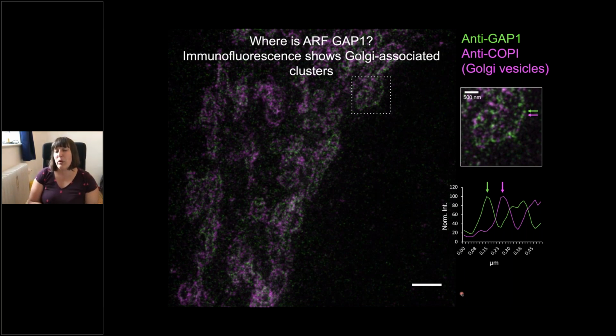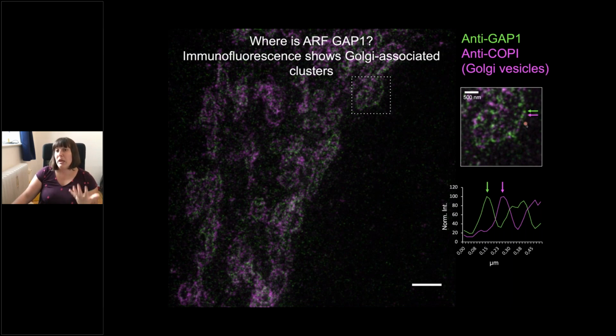And we came up with a hypothesis: we wanted to show that ARFGAP1 is not associated with Golgi vesicles. What I mean is COP1 vesicles. We did some immunofluorescence imaging, and indeed, we have an antibody against ARFGAP1 and an antibody against our Golgi vesicles, and we do see that the two markers are not overlapping.